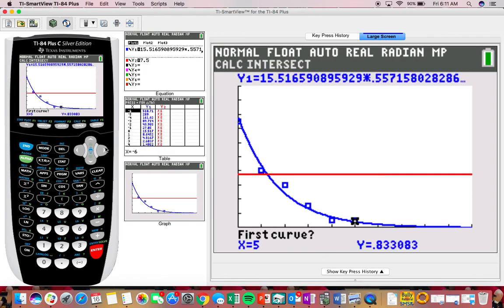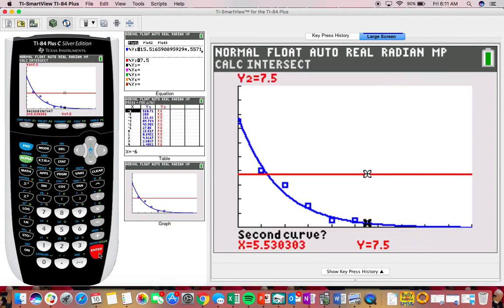Now, what you need to make sure you do, make sure you're on one of the 2 curves, make sure you're not on the point. So it looks like I'm on the blue curve here. And press enter. Then make sure you are on the other curve, so make sure you're on that horizontal line, the red curve, and press enter. And then when it's time to guess, try to get as close as possible to where those 2 lines are intersecting.